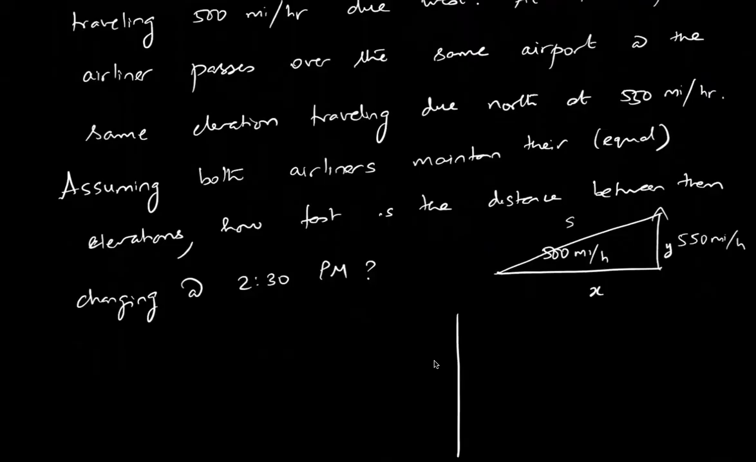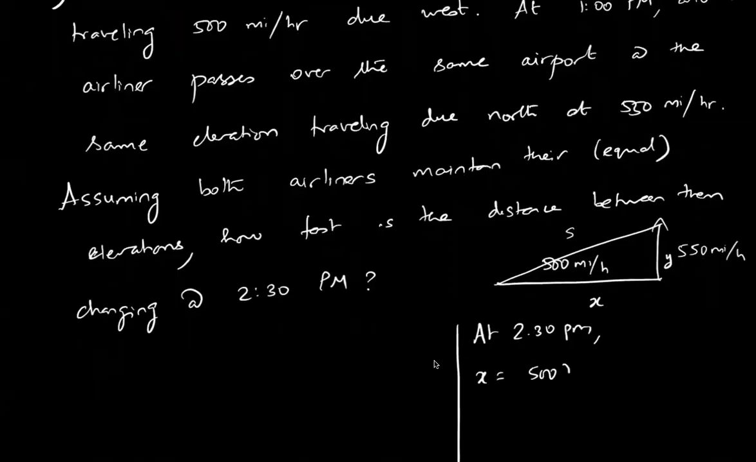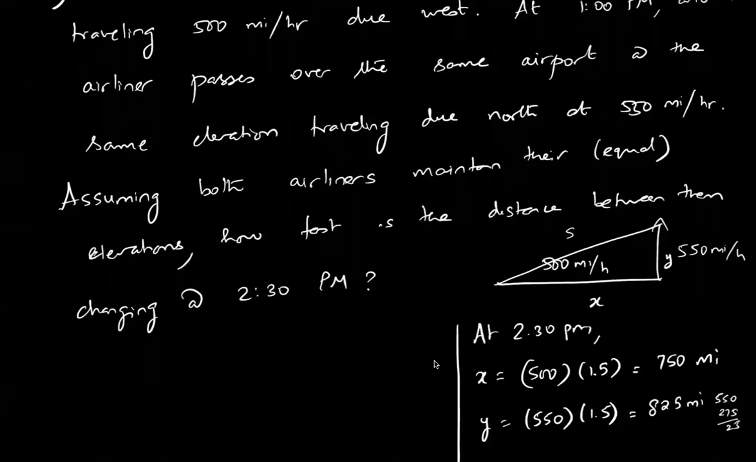So what will be x? So at 2:30 p.m., x will be 500 times 1.5, right? So that is what x is. So that is 750 miles. y will be 550 times 1.5. So that is 550 plus 275, right? 825 miles. Okay. So that's what we have as the distance between them.